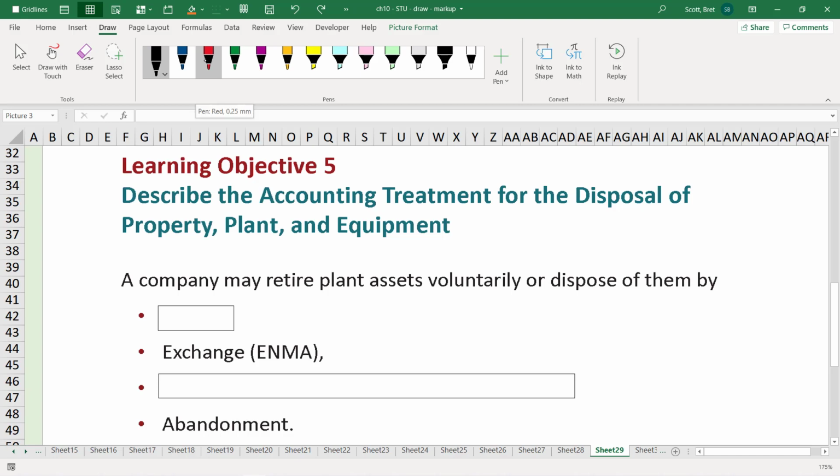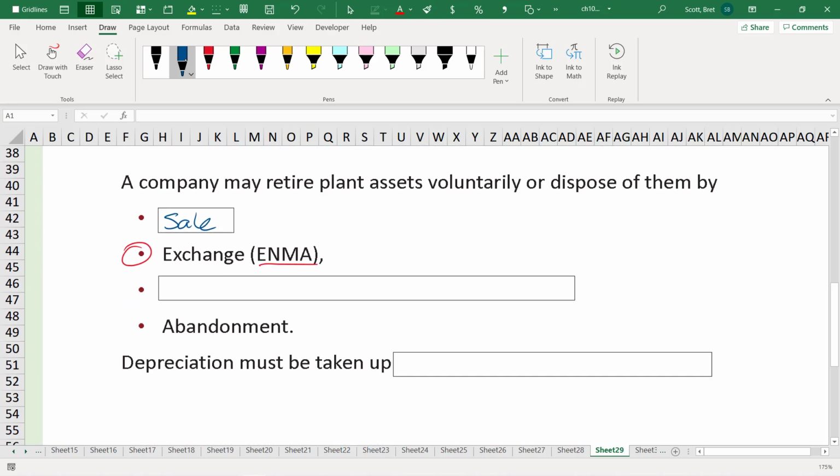One of the ways we talked about before was an exchange of non-monetary assets. Another way of getting rid of our PP&E is by sale, just flat out sale for cash. And another one that we haven't yet talked about in much detail is involuntary conversion, for example, theft or fire, etc.